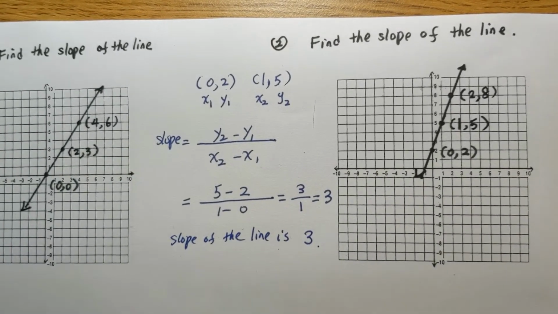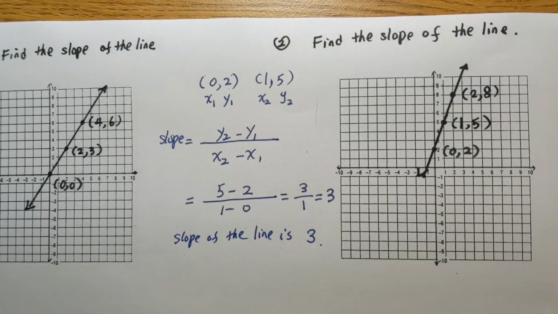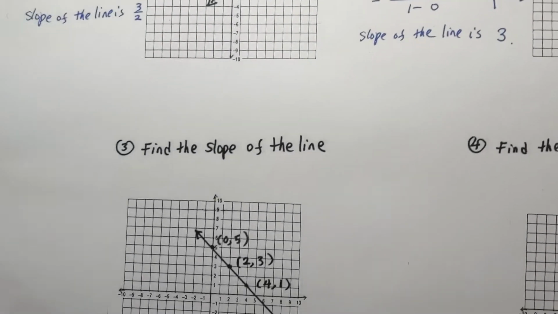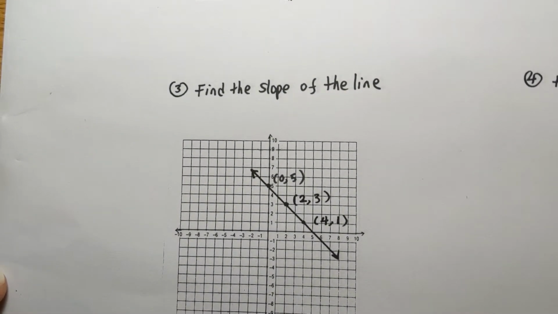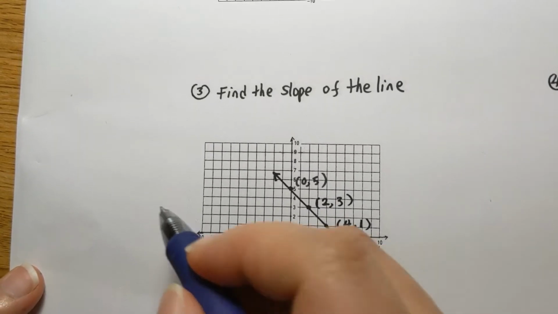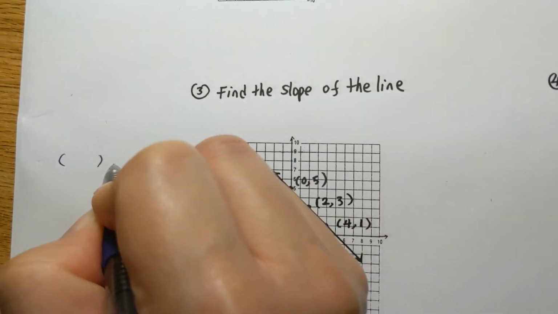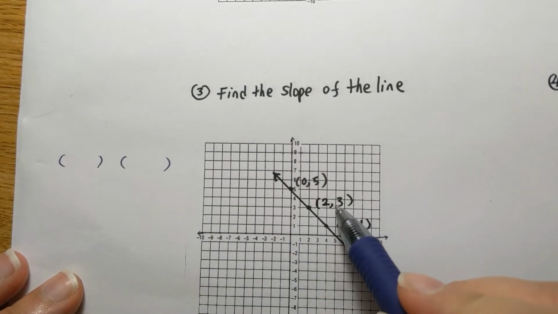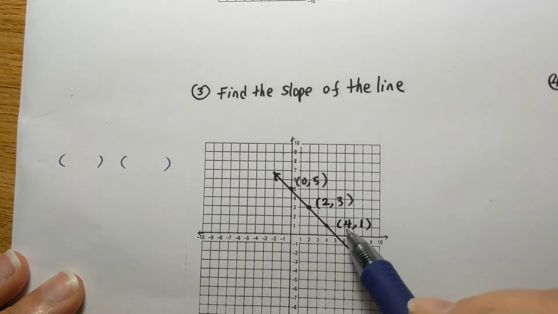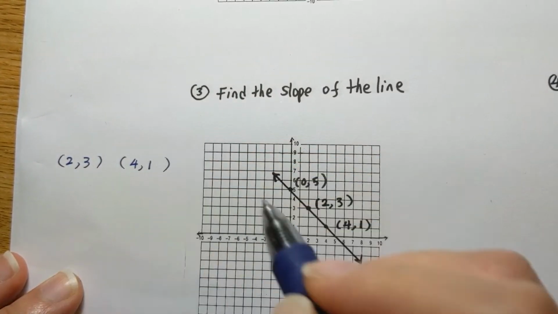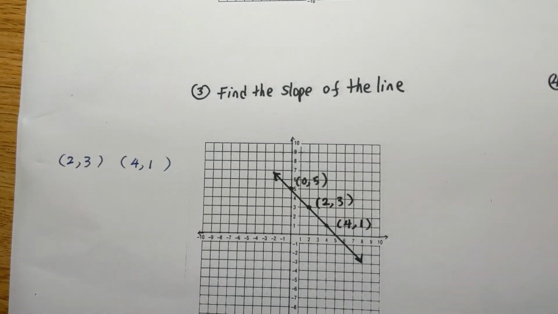One more time, the slope is a number. It could be a fraction, it could be an integer, it could be a decimal. Now let's go to the next question. Find the slope of the line. So we have points given to us, so we have to pick 2 points. This time I'm going to pick 2, 3 and 4, 1. You can pick any 2 points that you want to use.